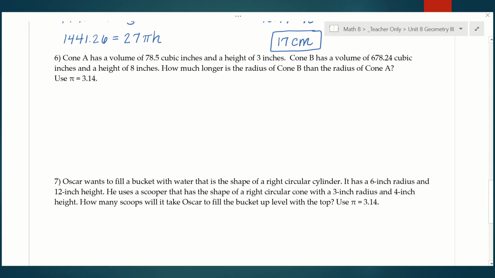Okay, so a lot going on here. Again, we have two different cones, and we know the volume of each one, and we also know the height of each one. What we don't know is the radius of them. And so what we need to do is find the radius of each, say which one's longer, and by how much. Okay, so let's split this up again into showing our work like this. All right, and we're going to start with our formula as we always do.